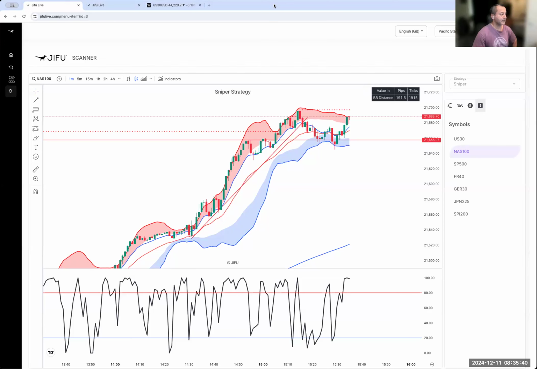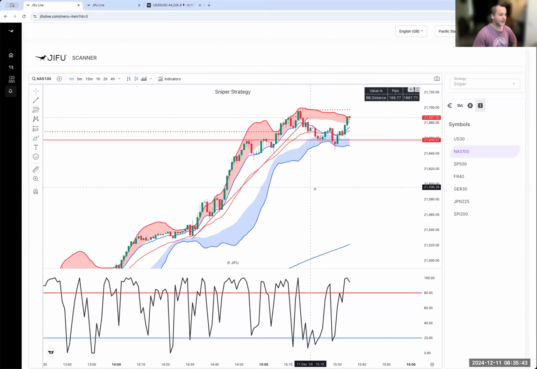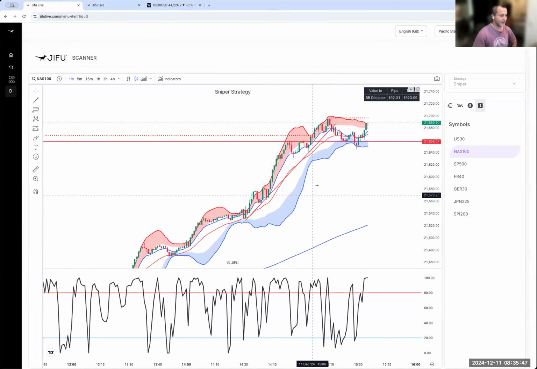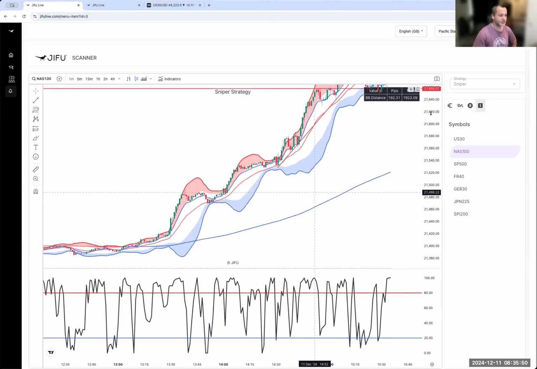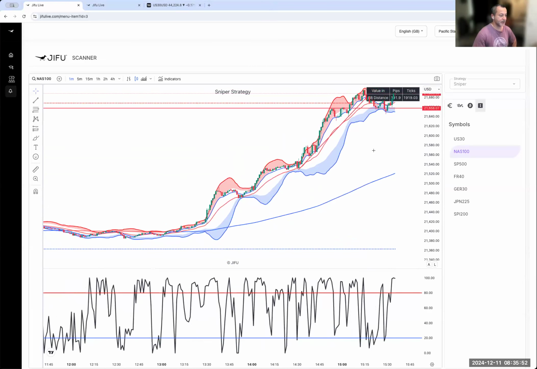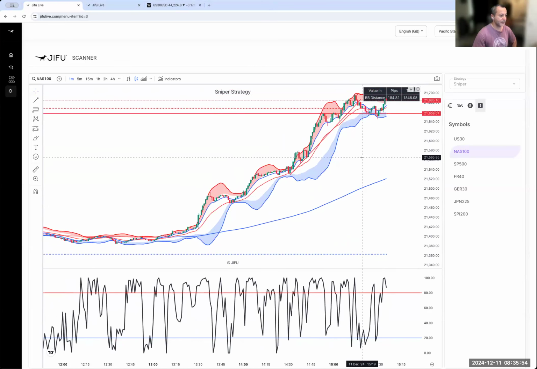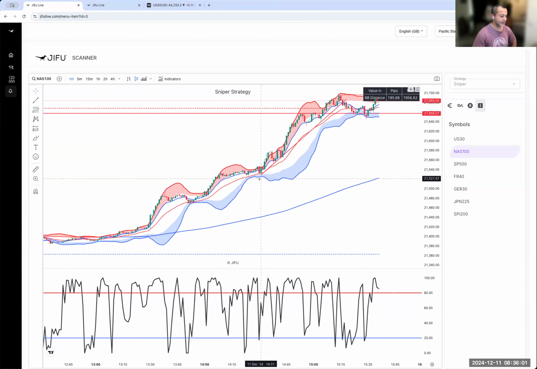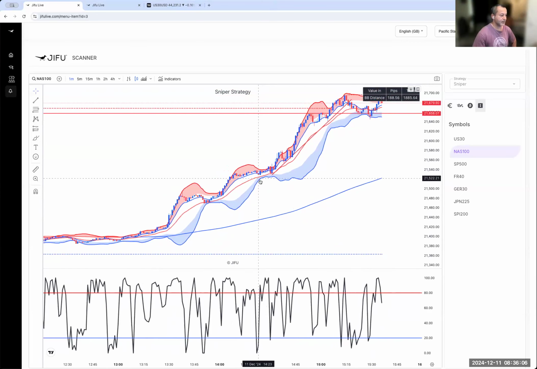All right. So I got my NAS 100 here, which has made a beautiful move this morning. What I look at first when I come on the charts, and they usually come on after the US New York Open, which was right here at 1430 on this chart, is this blue dotted line, which represents the low of London session.